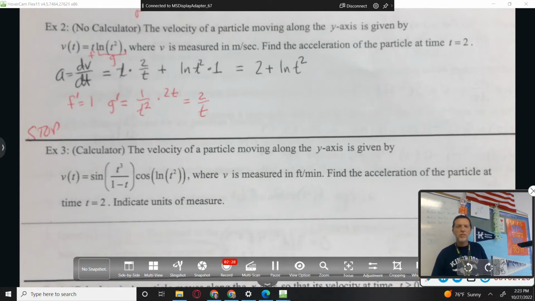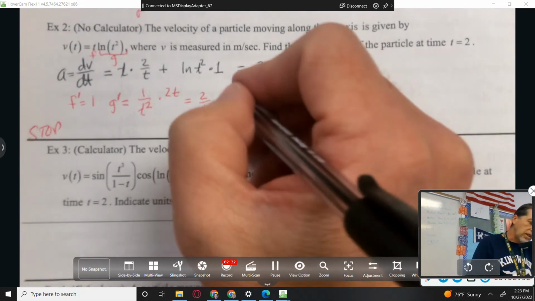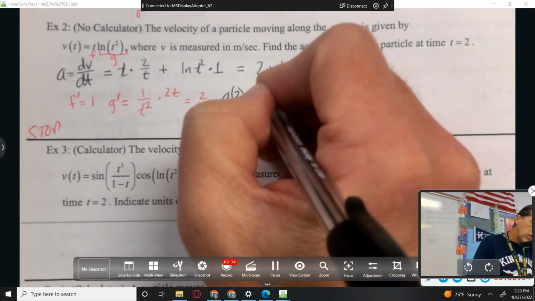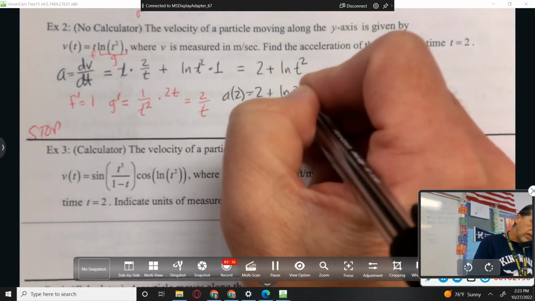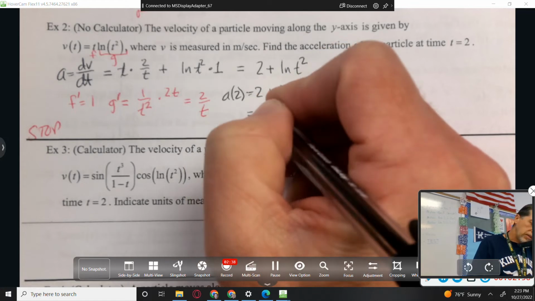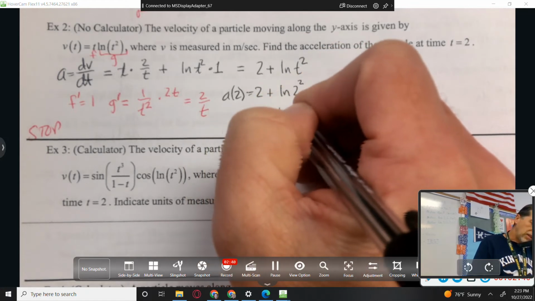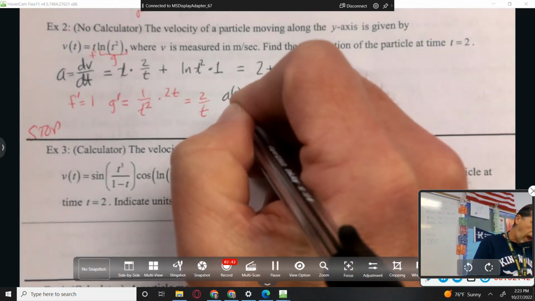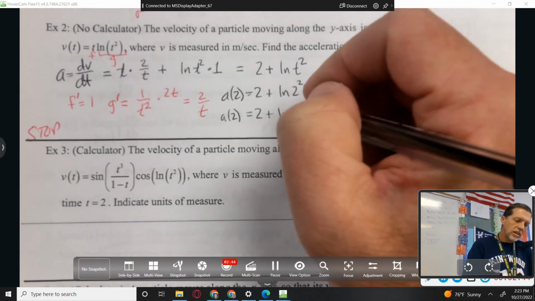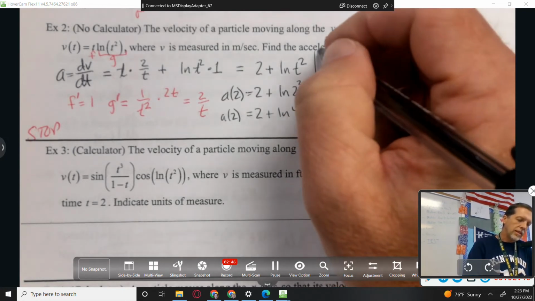Is that the answer to the question? No. What do I need to do? Plug in 2. So a of 2 is 2 plus natural log of 2 squared. 2 plus natural log 4. And that's an exact answer, so we're good with that.